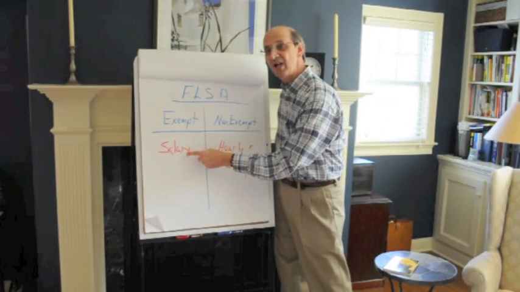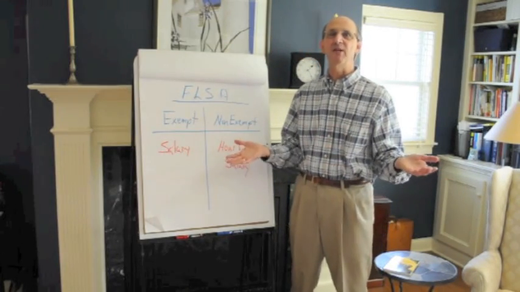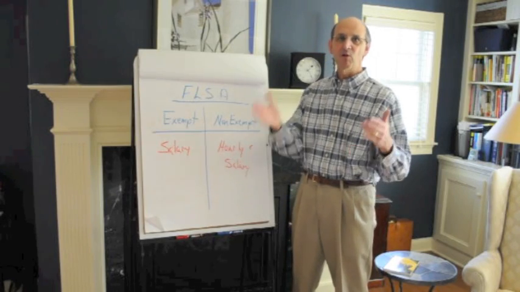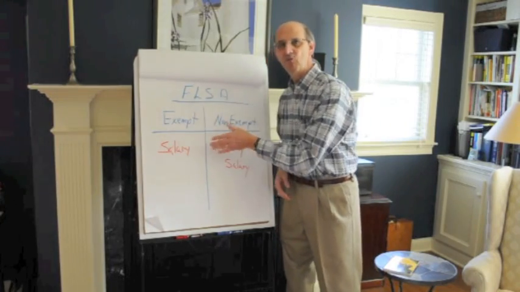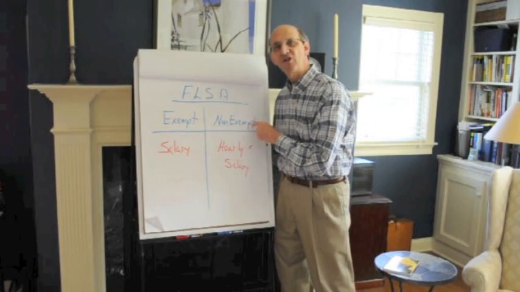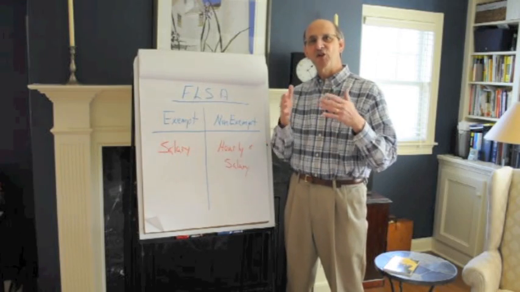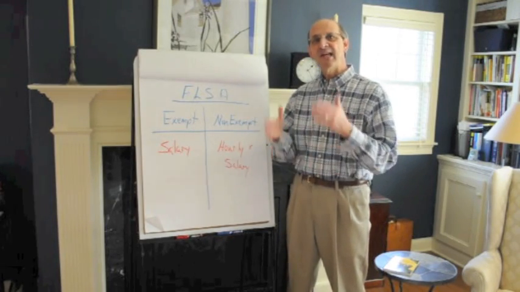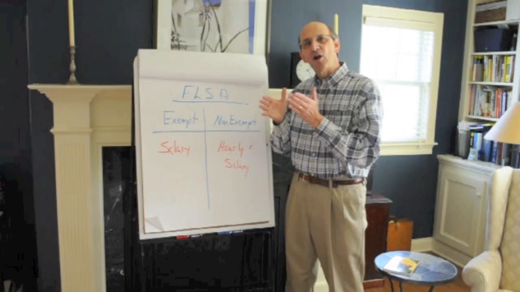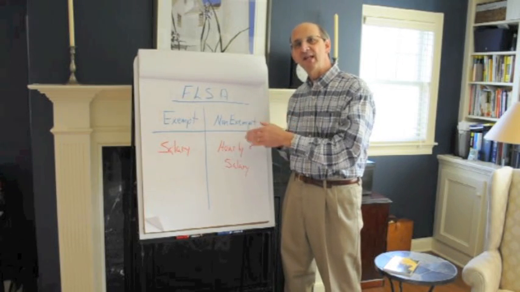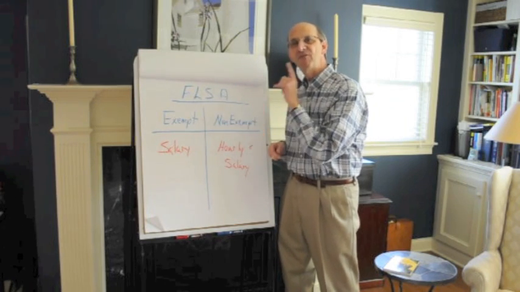Your exempt workers are traditionally salaried workers, so they get something like $600 a week for every week they work. Whether they work 30 hours or 50 hours, they get that $600 a week. Non-exempt workers get paid by the hour. So if they make $10 an hour and they work 30 hours, they get $300. If they work 40, they get $400. If they work over 40, say 41, they get that $400 plus time and a half for that 1 hour of overtime.